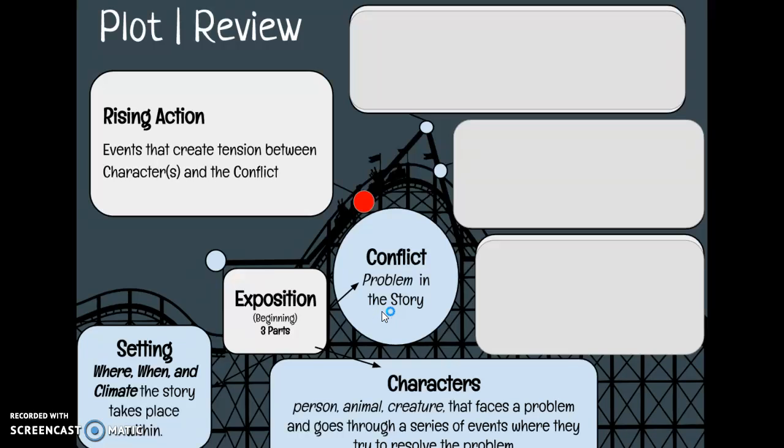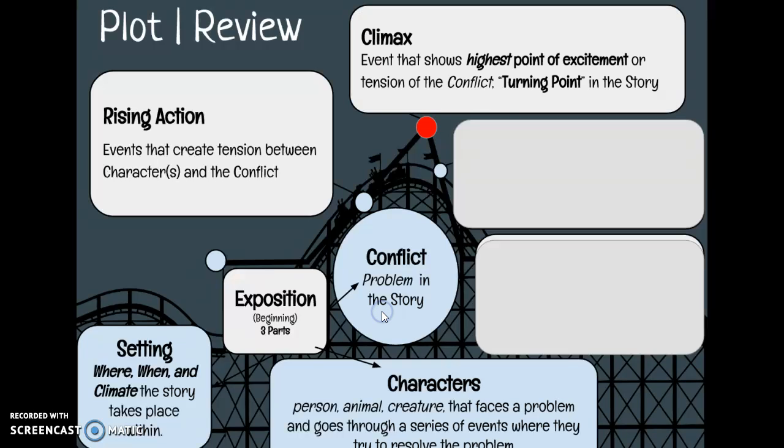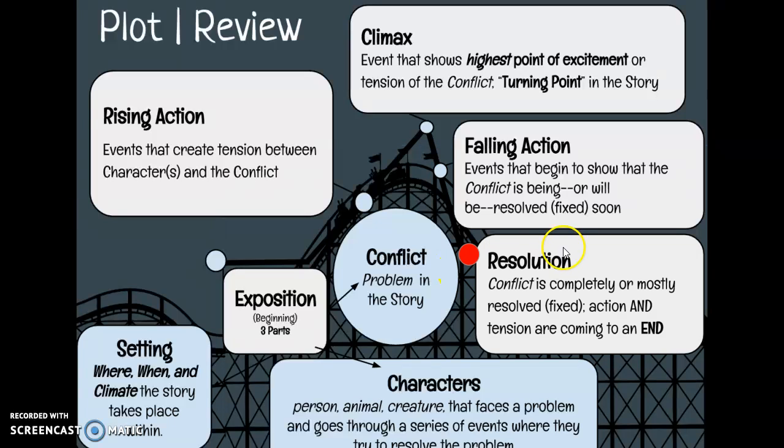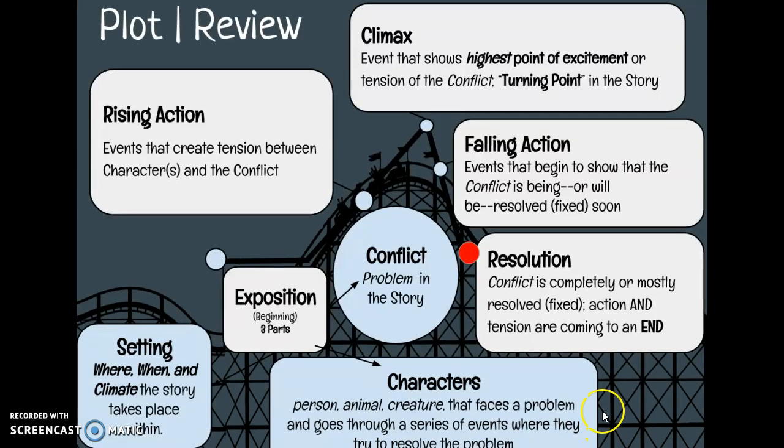As the tension grows higher, we call that the rising action. Eventually it gets to the highest point of excitement, and we call it the climax. At some point it turns, and we get the falling action, probably toward the last 10 to 30 pages of your book, where events begin to show the conflict is being resolved or will be fixed soon. And then finally we get to the resolution, where the conflict is completely or mostly fixed, or the tension is coming to an end. So I just wanted to review the parts of plot and make sure that you're thinking about the story as a plot line.